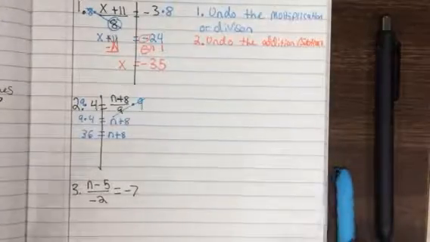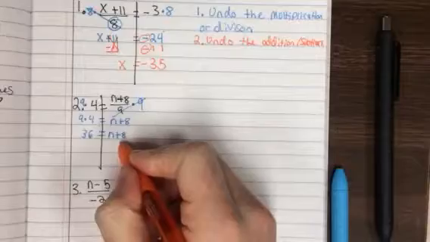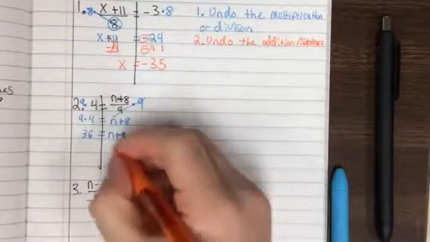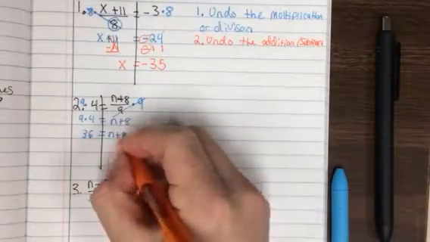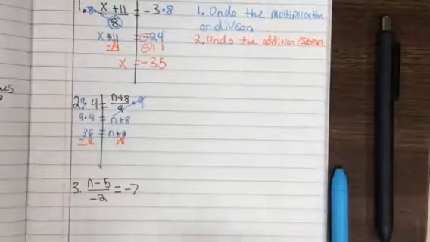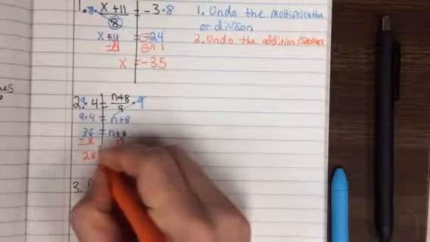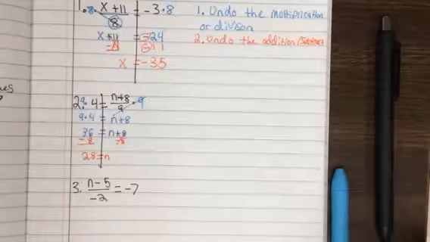Now we go on to step 2, which is undo the addition or subtraction. Here we have addition, so it's adding 8. We're going to do the inverse, which is subtracting 8. Those cancel out. Subtract 8 from 36, and that'll give you 28. So your answer is just n equals 28.